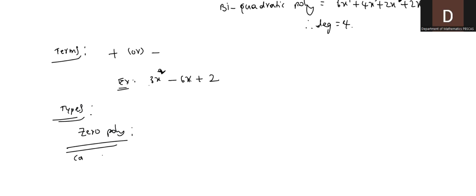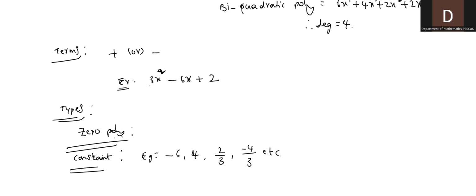And the next one is constant polynomial. A constant polynomial is a polynomial that has only one term, which is a constant. For example, minus 6, this is a constant. Another example, 4, is also a constant. 2 by 3 is a constant, minus 4 by 3, and so on. These are all called constant terms. So a zero polynomial is a polynomial which has only 0.